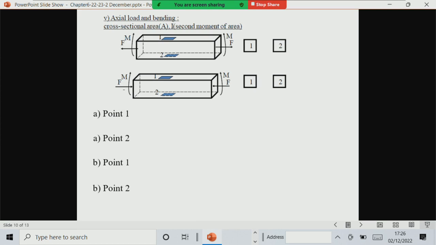So what I would like you to write: the value of sigma x for element number 1 of the top component. Sigma x is equal to... does anyone know the answer?